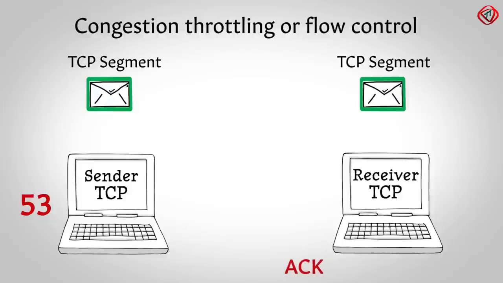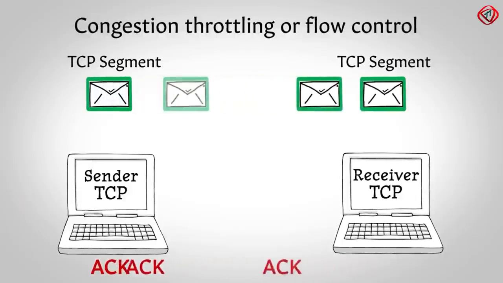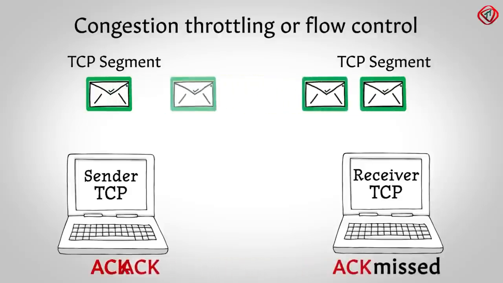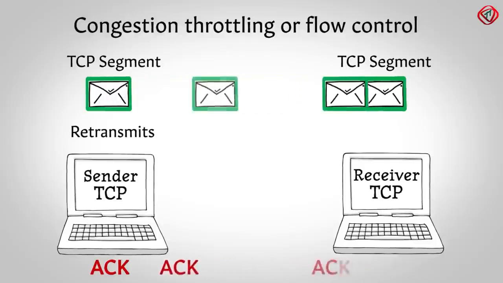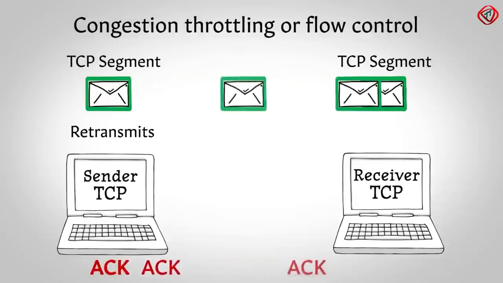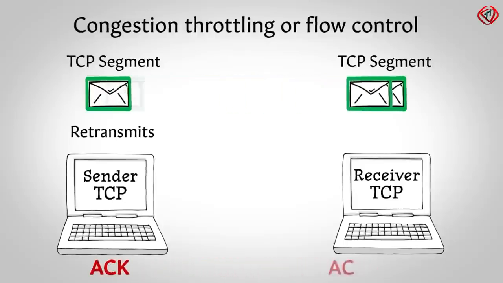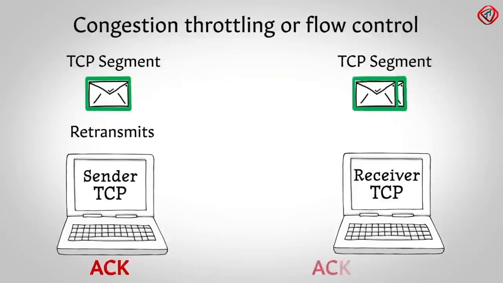If the segments are acknowledged before the timer expires, TCP increases the transmission speed until the segments begin to become unacknowledged. Since the acknowledgement for some segments is not received within the time, the sending TCP module retransmits the segments. When a significant number of packets have to be retransmitted, TCP slows down the data transfer rate. In this way, TCP handles congestion throttling or flow control.